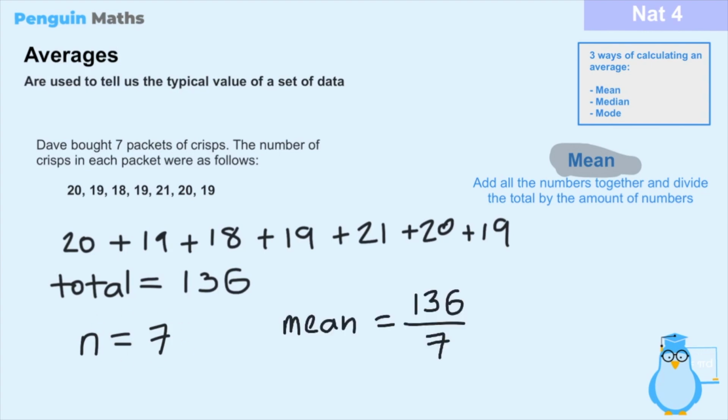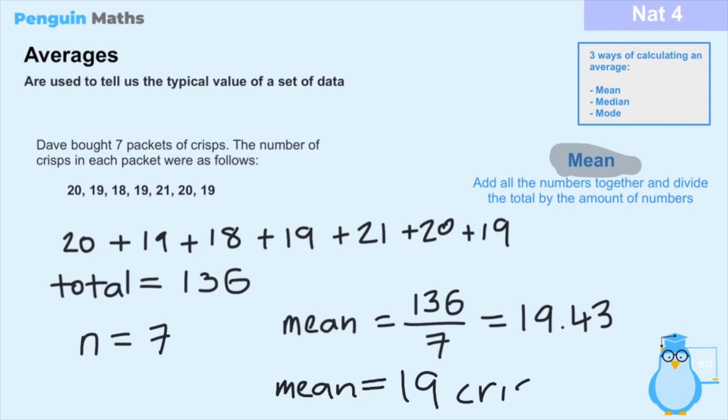Now to calculate the mean, we do 136 divided by 7, and if we enter that into our calculator, we might get an answer of 19.43. So that's what we get for the mean value for this set of data. But because we're dealing with crisps and a crisp is a real life object, it doesn't really make sense to say that the average number of crisps is 19.43 crisps. So what we would do, in an example like this, is just round this to the nearest whole number. So because 19.43 is nearer 19 than 20, we could just say that the mean would be equal to 19 crisps, to the nearest whole number of crisps.